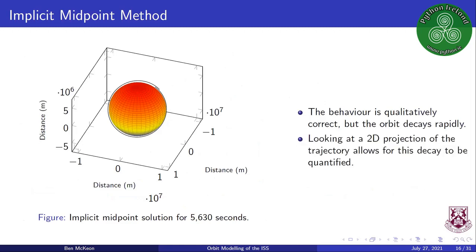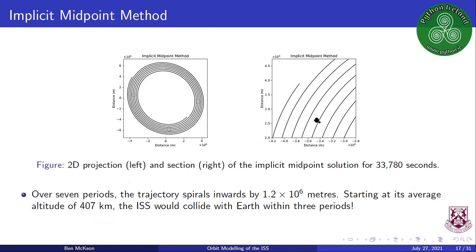So again, looking at the 2D projection that we had on the previous slides, we see, okay, how good or bad is this? How quickly does the orbit decay? So for 32,780 seconds, we see that the ISS spirals in by 1.2 by 10 to the 6 meters. So we find that if we start at the average orbit, the average altitude even, 407 kilometers, the ISS would collide with the Earth after only 3 periods. So it would only go around the Earth 3 times before it would smash into the Earth, which isn't ideal.